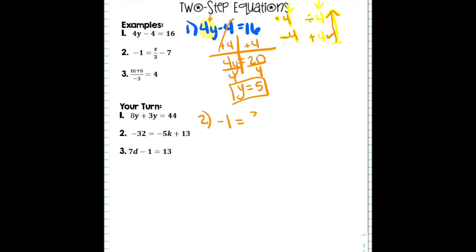So let's look at number 2. We have negative 1 equals z divided by 3 minus 7. So I'm looking at my variable. The first thing I'm doing to z is dividing it by 3. So right here.